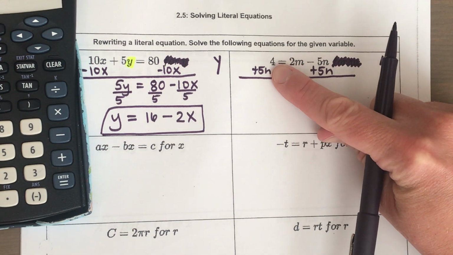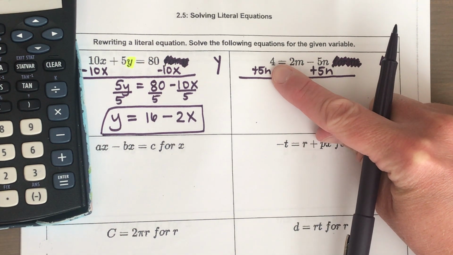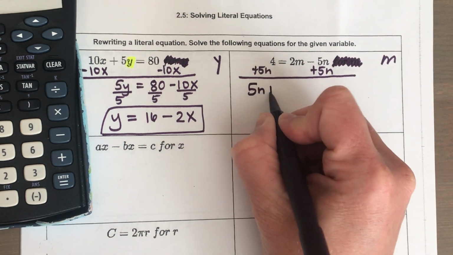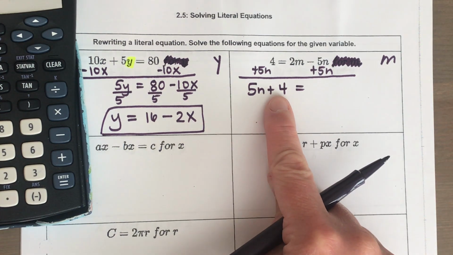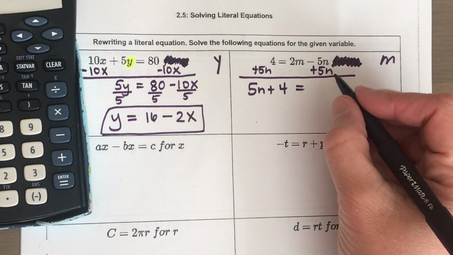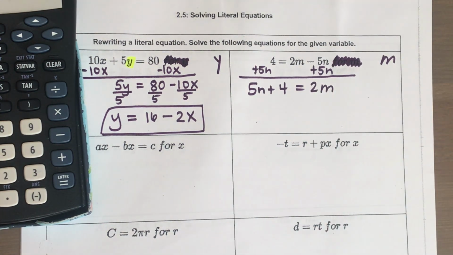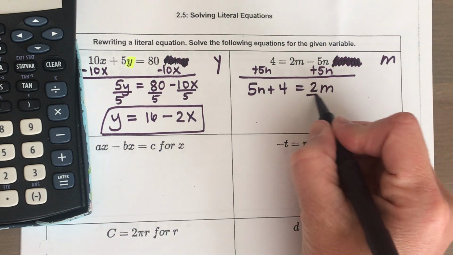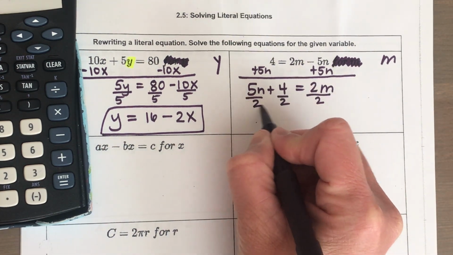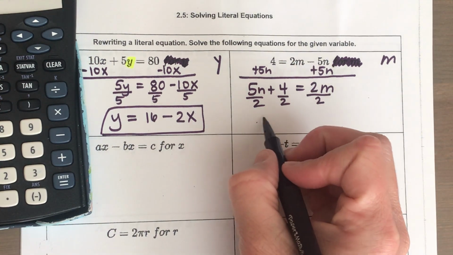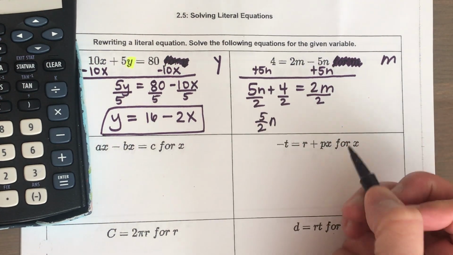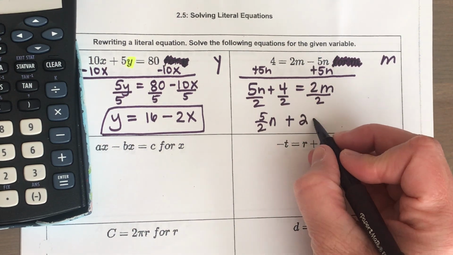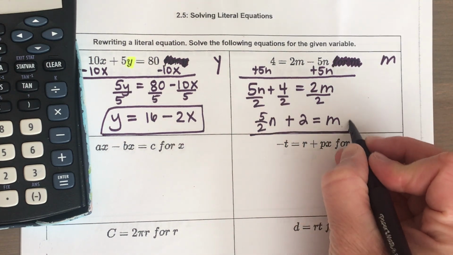Now these two terms cannot be added together to make a 9n because they're not alike. So it would be a 5n plus a 4 term separated by an operation because they're not alike terms, and that will equal 2m. Now to solve for the letter m, I'm going to divide everything by 2. So what I will have left will be 5 halves of n plus 2, because 4 divided by 2 is 2, and that will equal the letter m.